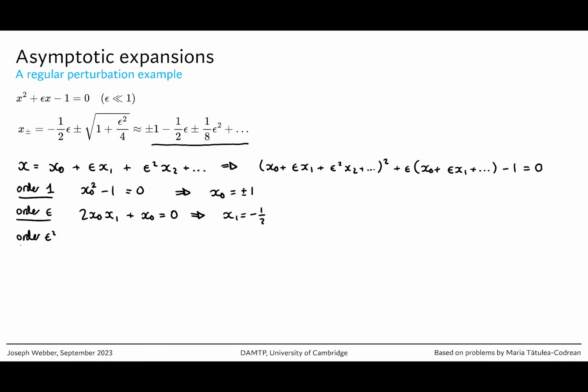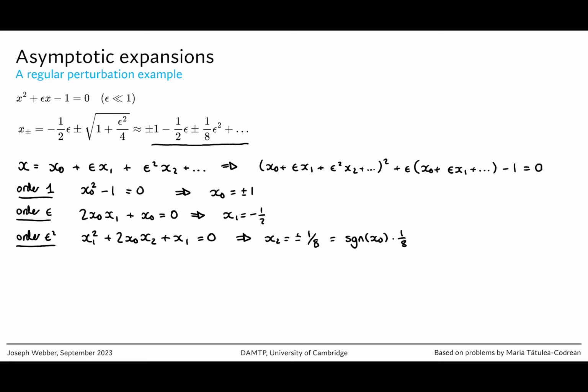At order epsilon squared, we have a contribution from the epsilon x1 squared term, so this should be x1 squared. We have a contribution from x0 times epsilon squared x2, so that's 2x0 x2. And we have a contribution from the x1 here, equals 0. And when we plug in this value of x1 and this value of x0, we end up with x2 equal to plus or minus 1/8. This plus or minus takes the same sign as x0, so perhaps it's better to say it's equal to the sign of x0 times 1/8.